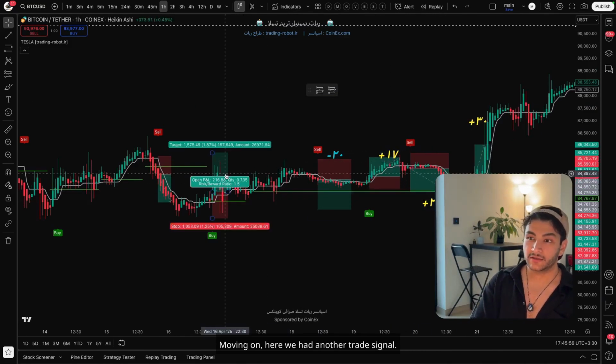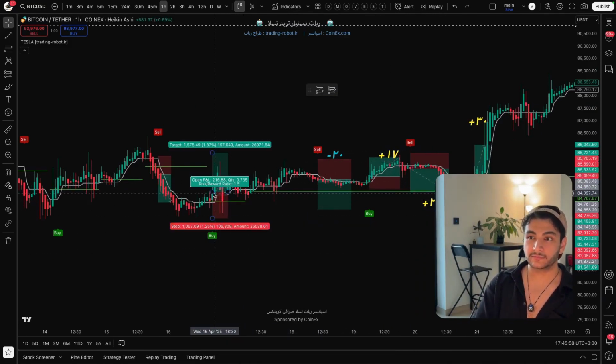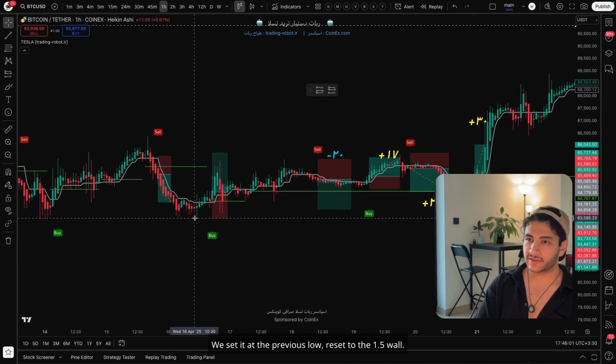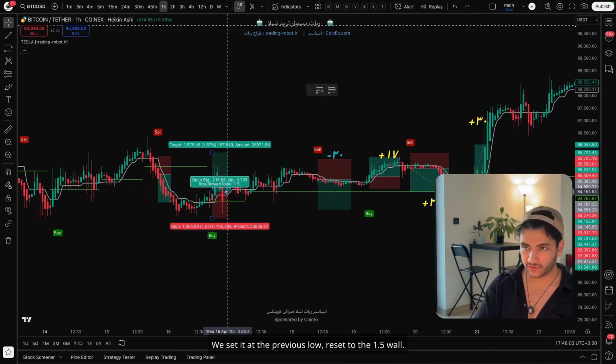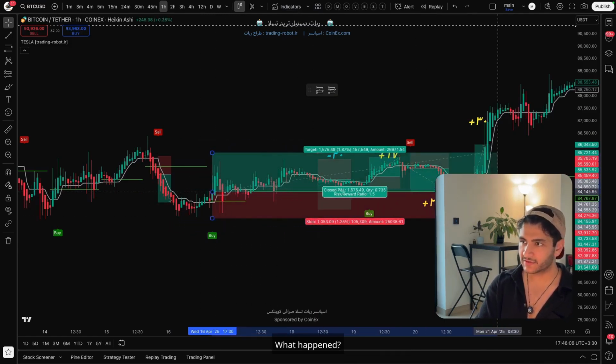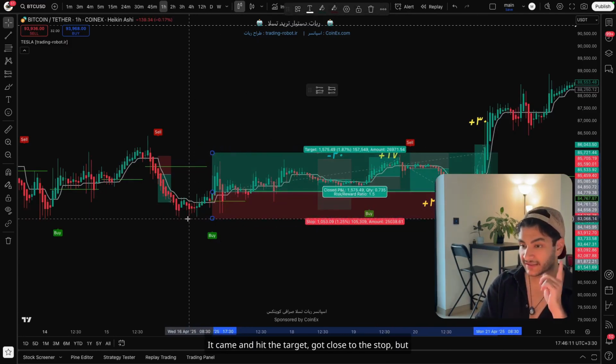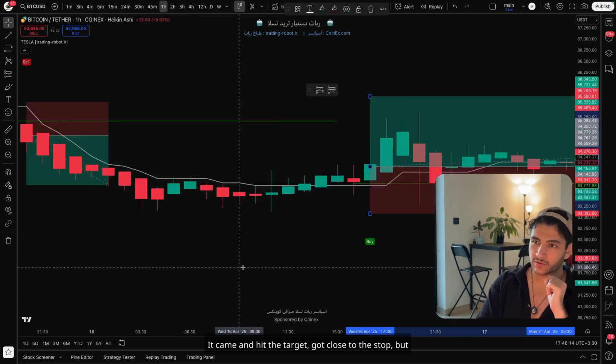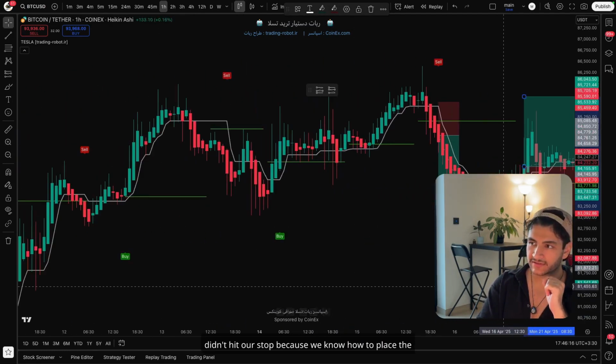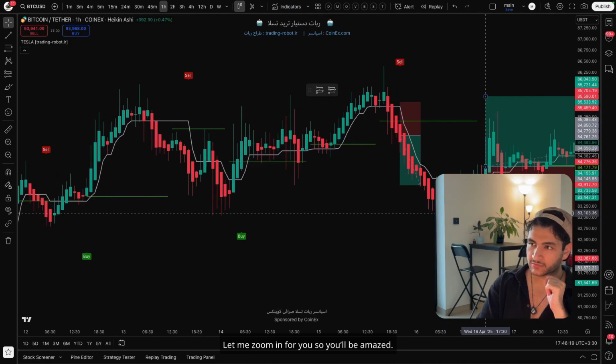Moving on, here we had another trade signal. We set it at the previous low, reset to the 1.5 ratio. Why? What happened? The stop got hit, one target got hit. Let's draw it out and see what happened. It came and hit the target, got close to the stop, but didn't hit our stop because we know how to place the stop in a good spot. Let me zoom in for you, so you'll be amazed.